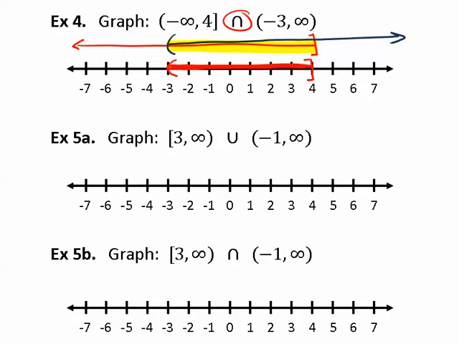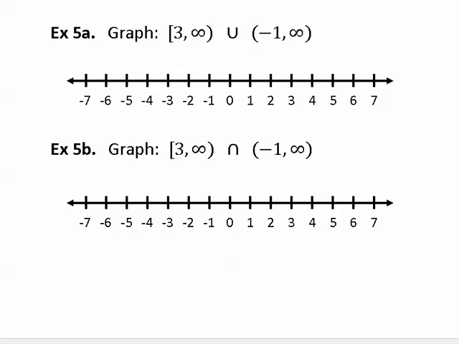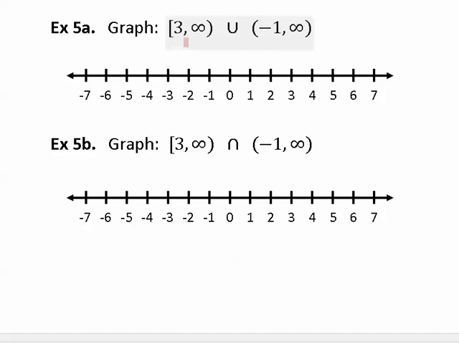Looks like 5a and 5b might be related to each other. And it is. We have the same two sets of numbers, same two intervals of numbers, and one is the union, the other is the intersection. So let's go ahead and graph the bracket 3 to infinity. So that would look like this. Bracket from 3 to infinity is here. And then for the second set, let's go ahead and put that in a light blue color, like this. It's from -1 to infinity.